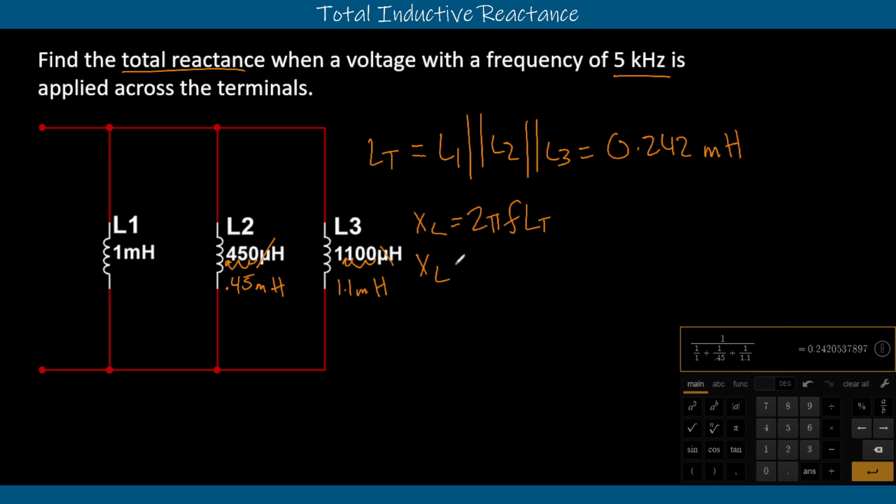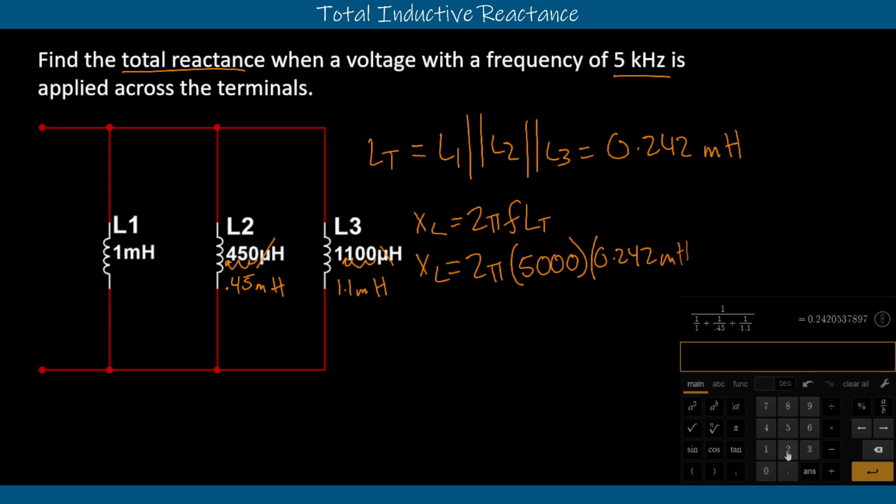So now we can say XL, our total reactance in this circuit here, is equal to 2 pi, our frequency. We know that that was 5,000 hertz, and multiplied by our inductor here of 0.242 millihenries. We'll send this out and plug in. We'll say that we have 2 pi times our 5,000 hertz multiplied by our 0.000242, and that's our milli value there. And so now we're left with an XL equal to 7.6, and that's now in ohms.